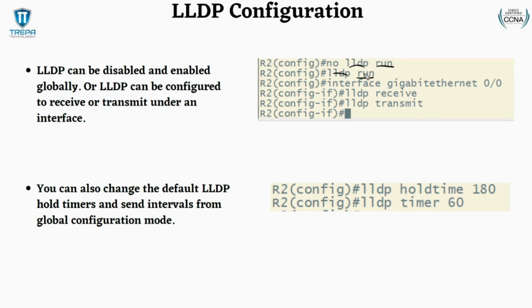Instead of one command to turn it on or off, you decide whether to turn on the receive or transmit, or turn off the receive and transmit with the no command. And then for the timers, it's going to be the same commands again. It's going to be LLDP holdtime for the hold timers or the dead interval, and then LLDP timer for the hello timer or the send intervals. And again, this is going to be configured globally.